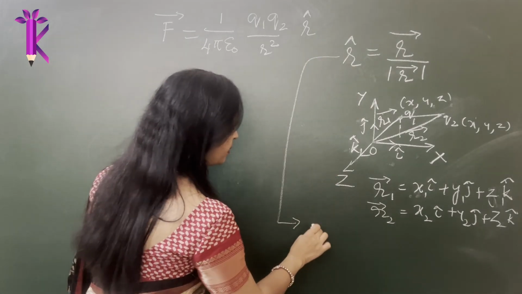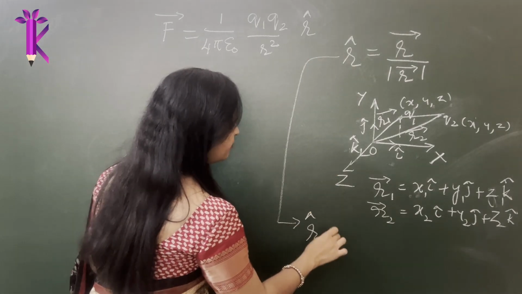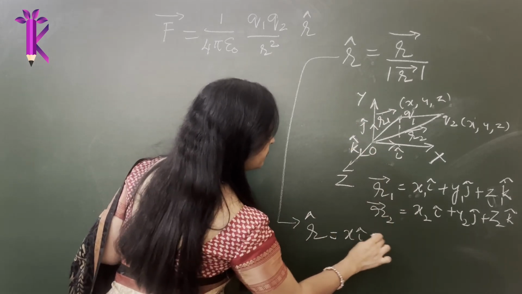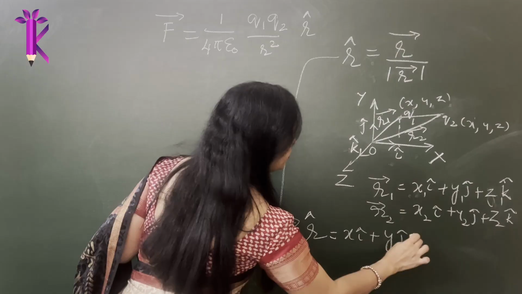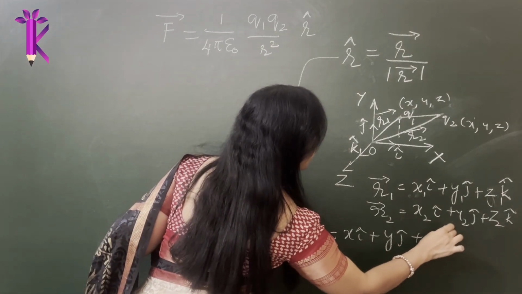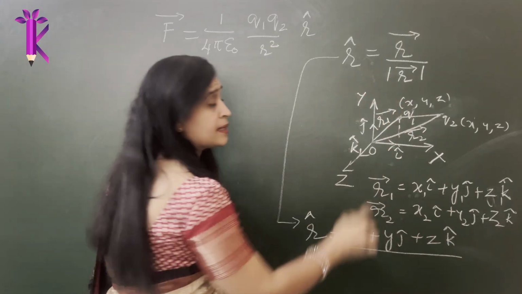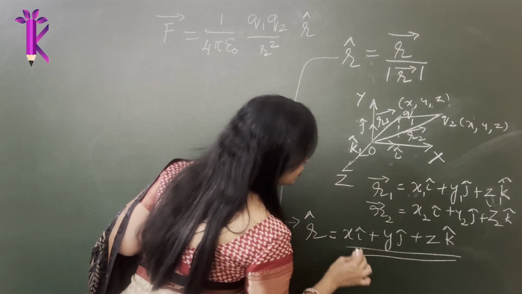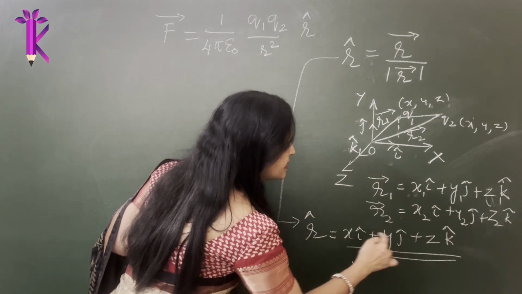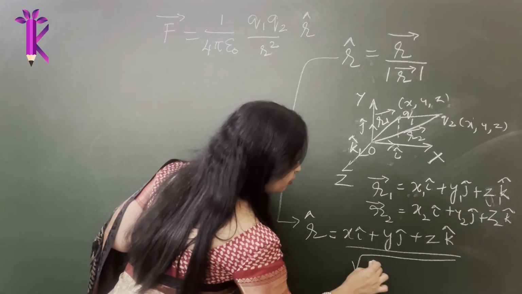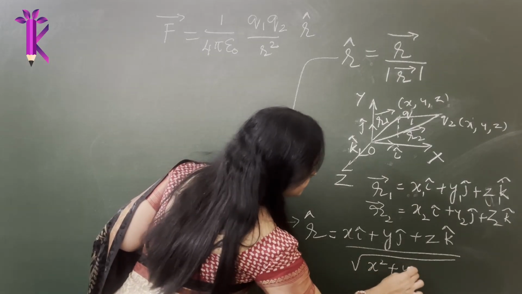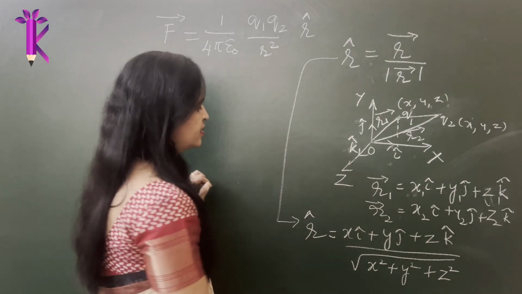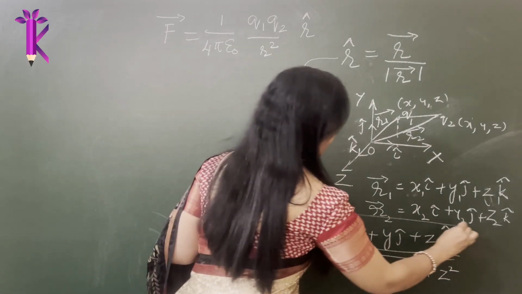Now this can also be written mathematically as the unit vector equal to, let's write the vector, r1, which is x i cap plus y j cap plus z k cap, whole divided by, how do you find the magnitude of a given vector? The magnitude of the given vector is the square root of x square plus y square plus z square. So this is how you basically find the unit vector.